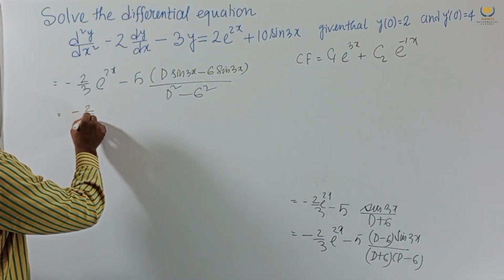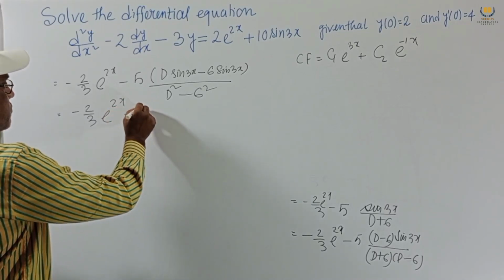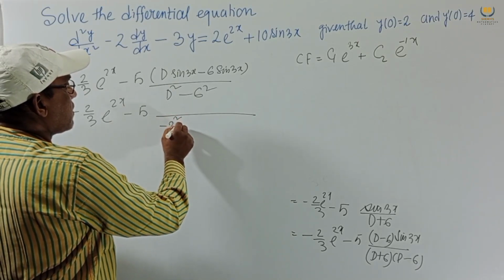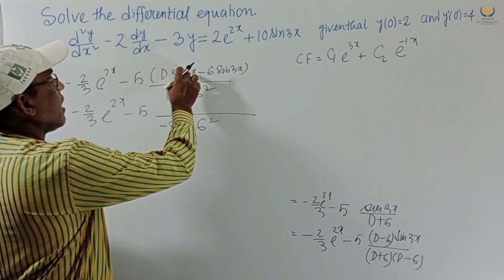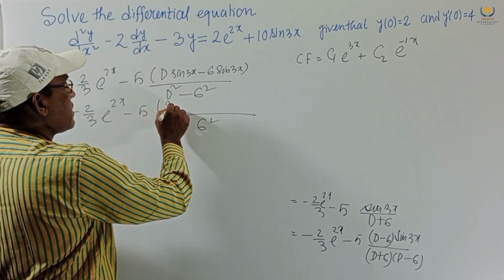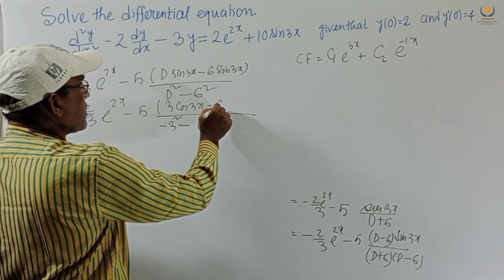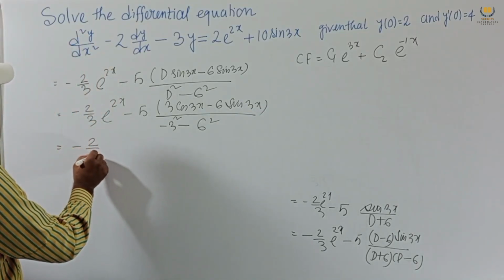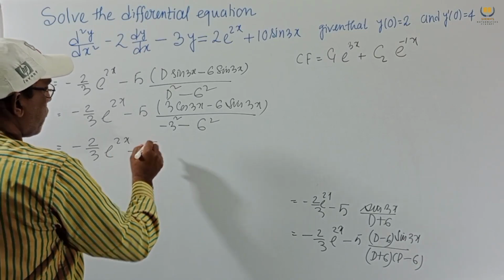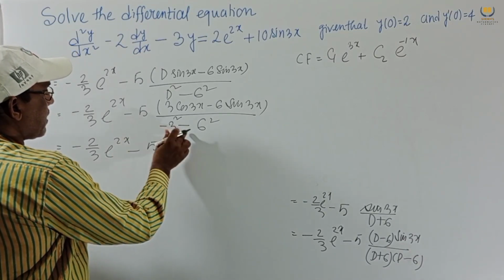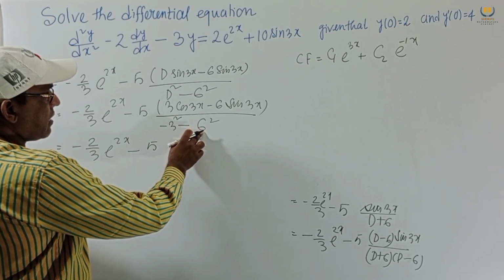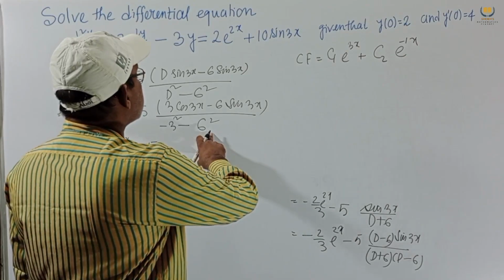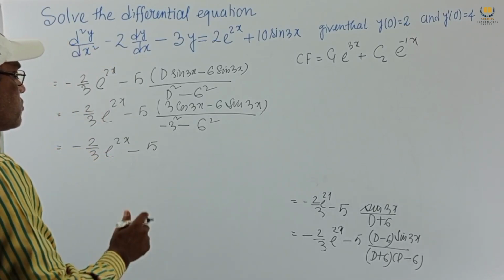So this is minus 2 by 3 e to the power 2x minus 5, and in D squared we put minus 3 squared, minus 6 squared. And D of sin 3x means 3 cos 3x, minus 6 sin 3x. This is minus 2 by 3 e to the power 2x minus 5, and the denominator is minus 9 minus 36, since 6 squared is 36 and 9 is added, giving 45.